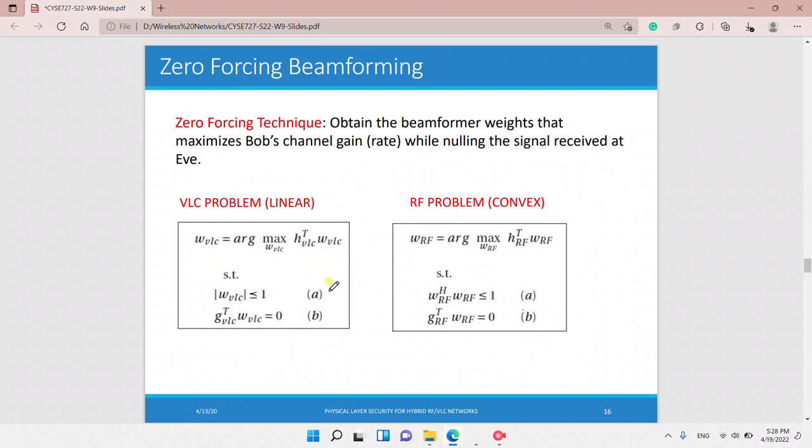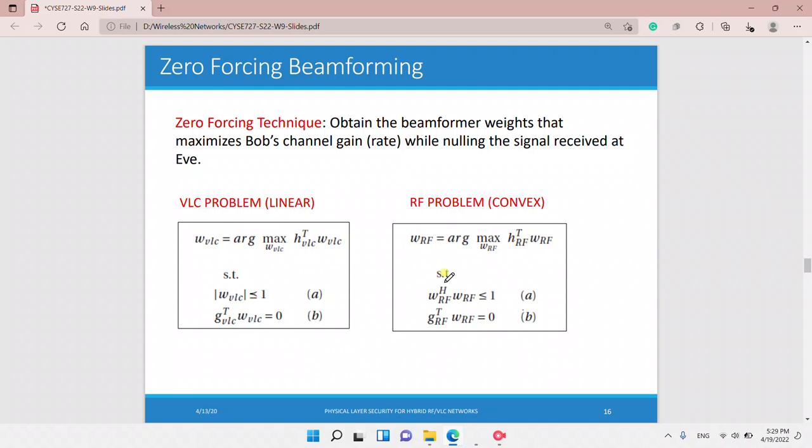Zero forcing beamforming is the beamformer weights that maximizes Bob's channel gain while nulling the signal received at Eve. So we want the VLC beam to be maximum for Bob. Where are Bob and Eve? Okay, so we want the omega for both the VLC and the RF to be maximum.